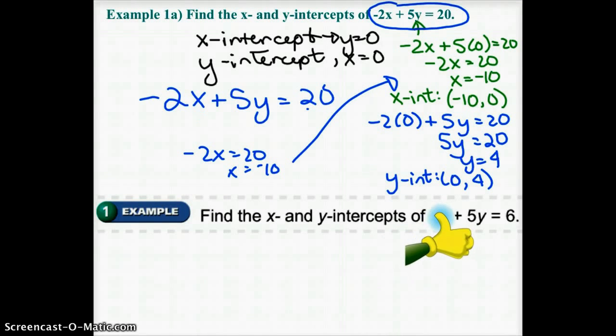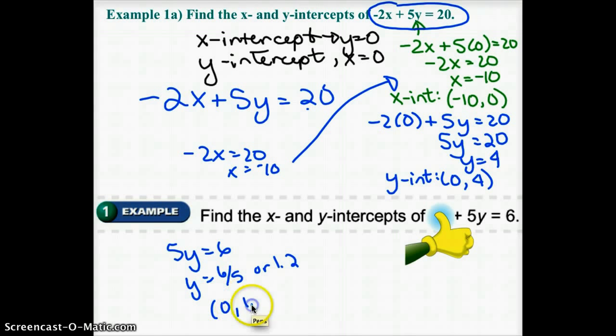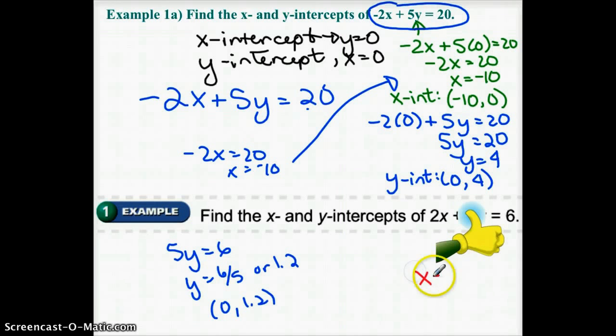So goodbye, x. So if 2x plus 5y, now I just have 5y equals 6. So if 5y equals 6, then I've got y equals 6/5, or 1.2. So that's my y-intercept, so it's the point (0, 1.2). Okay. Now if I want to find my x-intercept, goodbye y, that would turn to a 0. So 2x equals 6, therefore x must equal 3. So there's the point (3, 0). That's going to be my x-intercept. Okay. We're going to use this method to do a little bit of graphing.